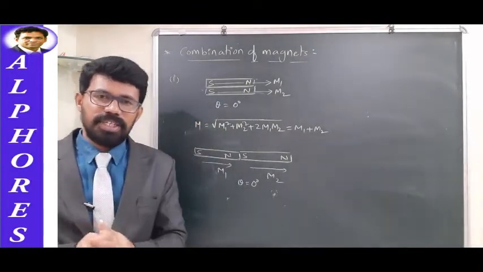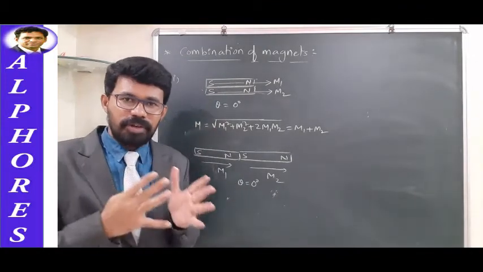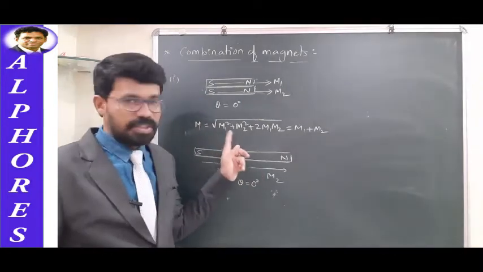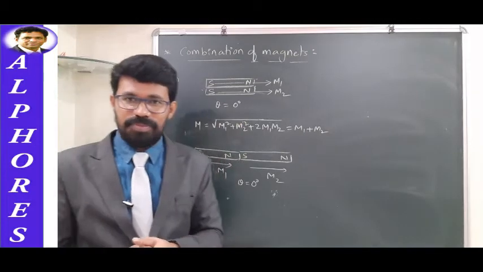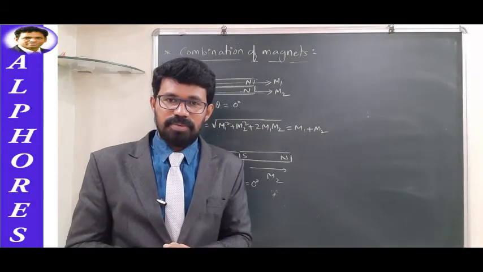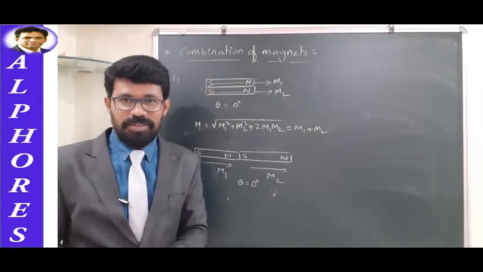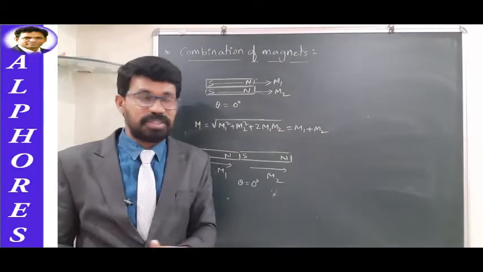Whenever you see any question in the examination containing two magnets along the same direction, two magnets parallel to each other, no need to make use of this equation. Directly you can write the resultant magnetic moment as m1 plus m2, provided m1 and m2 are along the same direction. Don't think that if the orientation of the magnets is like this, m1 and m2 will be along the same direction.